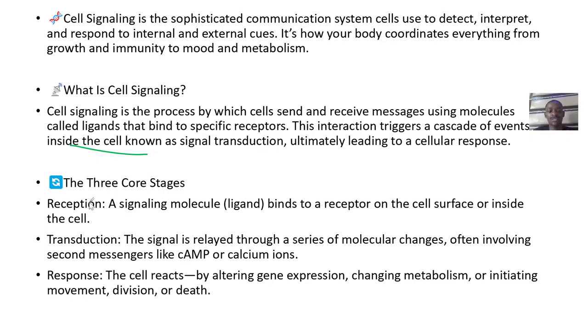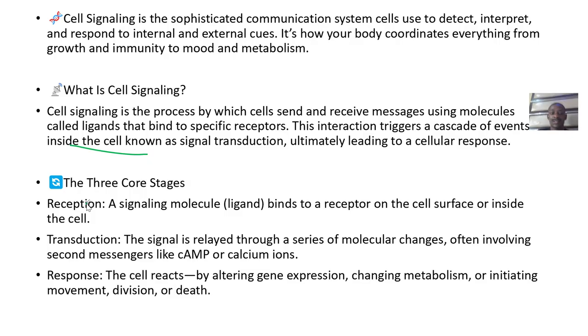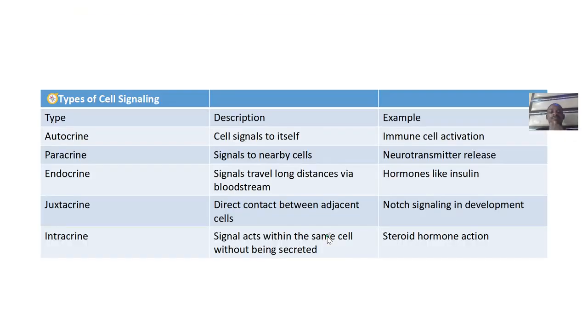So what are the three core stages? Reception, where a signaling molecule has to be in line with this receptor for it to actually be able to bind. Transduction, where the signal is now relayed through a series of molecular changes. Then the response, where the cell will react. Okay, so these are the different types of cell signaling.